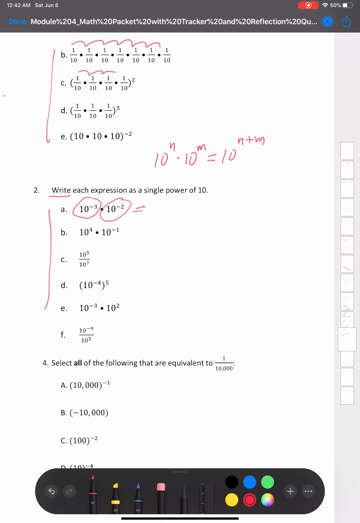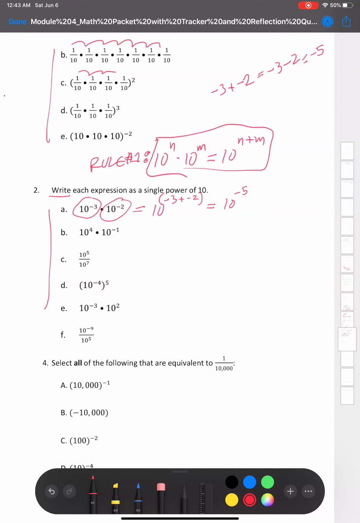We know that this is going to be 10 to the negative 3 plus negative 2, right? And negative 3 plus negative 2 is like negative 3 minus 2, which is negative 5. So this is 10 to the negative 5. That's from rule number 1.